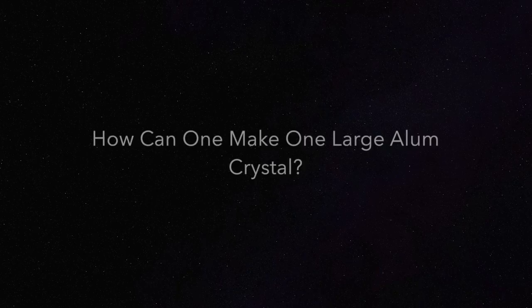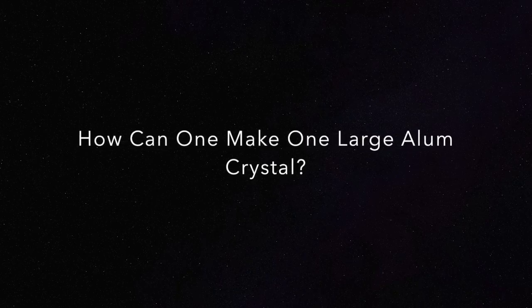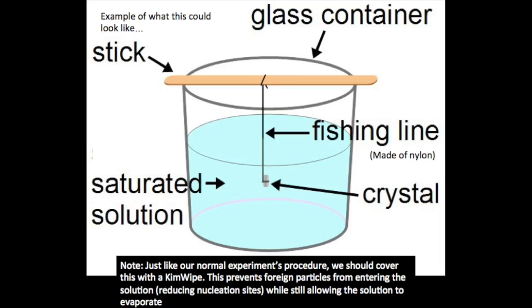Now, you may be asking yourself, how could one make a single large high-quality alum crystal as opposed to several smaller ones? Well, the answer to this question is you have to limit the nucleation sites to one. If there is only one nucleation site, then the alum molecules in solution can only aggregate at that one site. This would form one single large crystal.